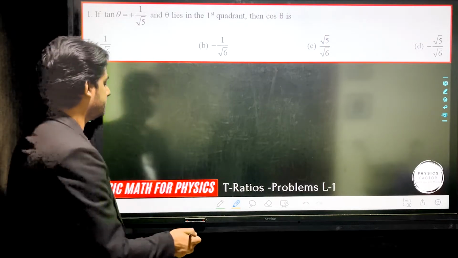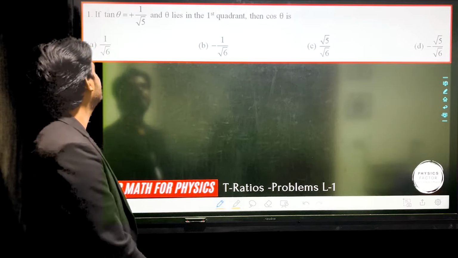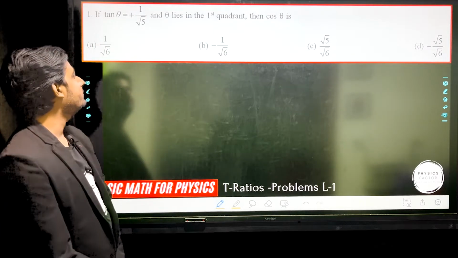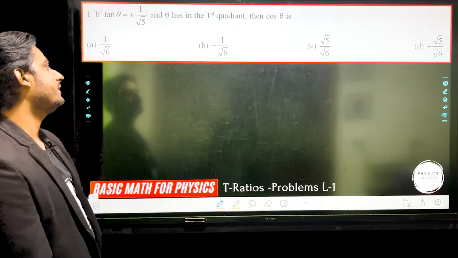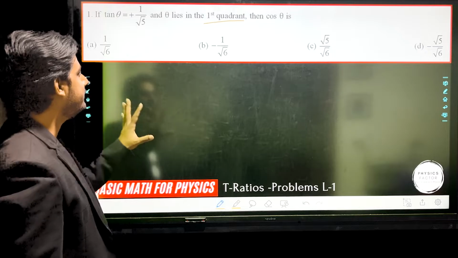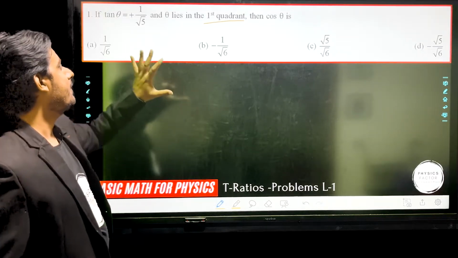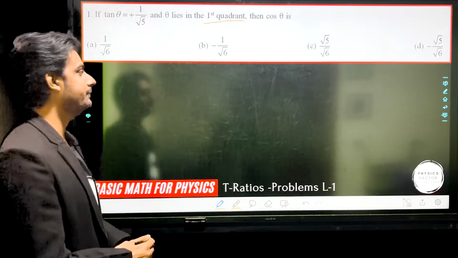So the question says, let me see what is the question. The tan theta value is given to you, 1/√5, and it is in the first quadrant. I will discuss what the meaning of this first quadrant is, but for the time being just ignore it. So tan theta value is given to you and you have to find the value of cos theta.